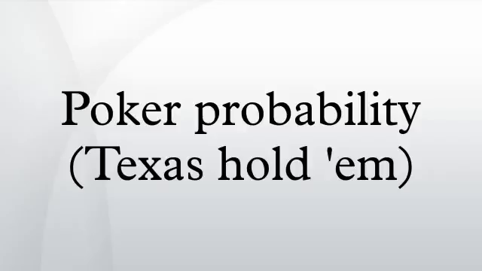A pocket pair is dominated by a pocket pair of higher rank. Barring a straight or flush, a pocket pair needs to make 3 of a kind to beat a higher pocket pair. See the section after the flop for the odds of a pocket pair improving to 3 of a kind.